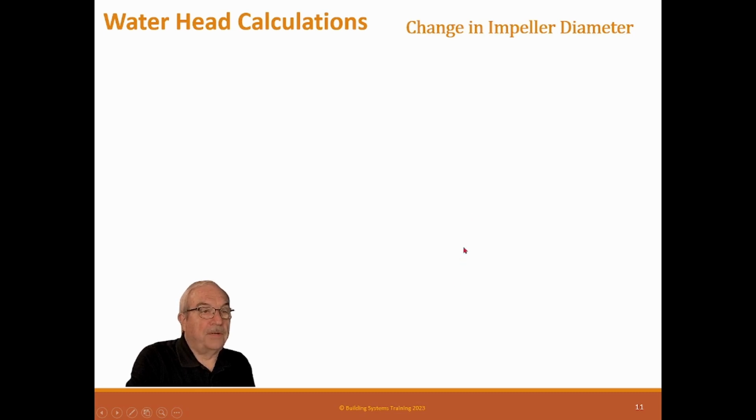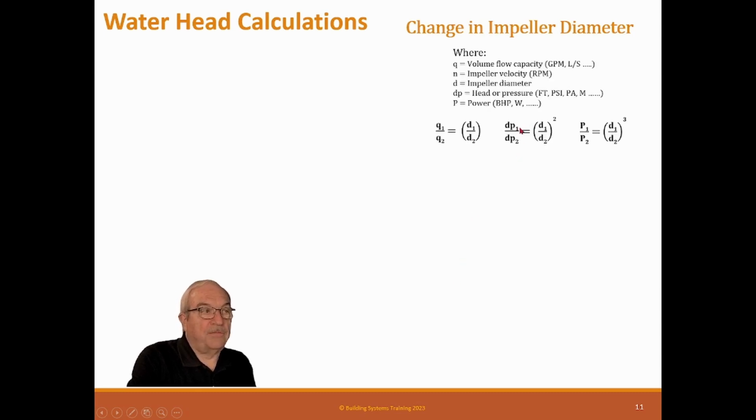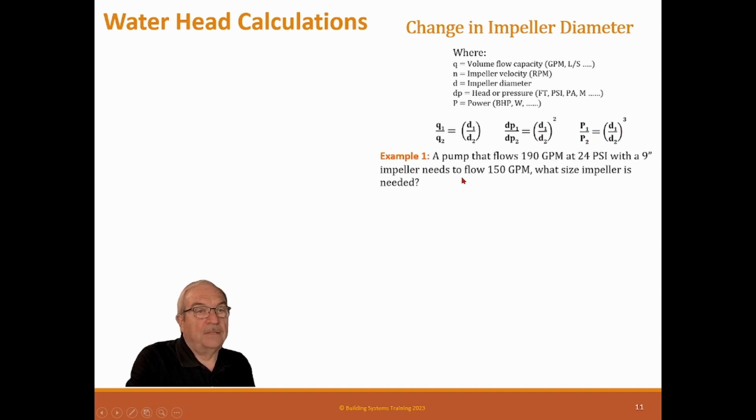Change in impeller diameter. So now we have those same formulas. These formulas here for Q for a diameter change, and remember this, so for this dP is the head or pressure, and it's now squared. And if you go to power, it's now cubed. So same formula, but cubed. So example, a pump flows 190 GPM at 24 PSI with a 9-inch impeller, needs to flow 150 GPM. What size impeller is needed?